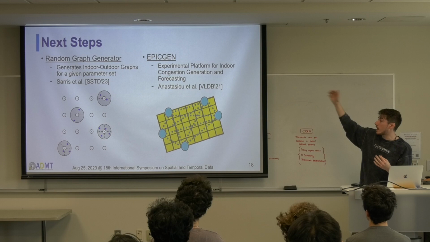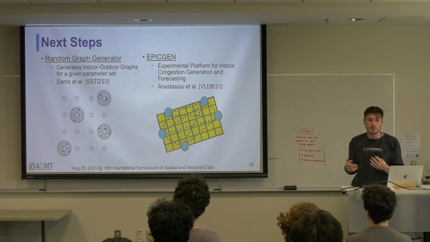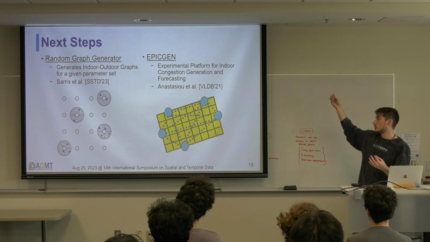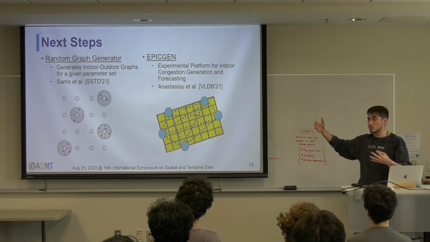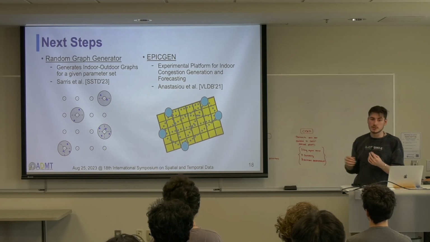And we already have this realistic congestion prediction generator. It's EpicGen. It's part of our original Caprio paper. So a goal for us is to be able to integrate this realistic real-world congestion with these randomly generated indoor-outdoor graphs.